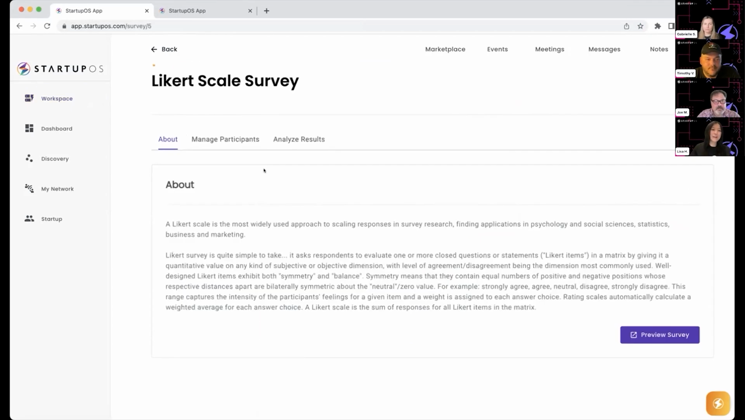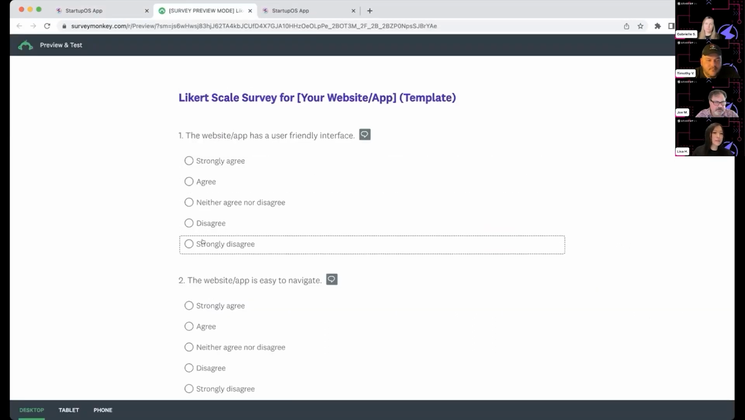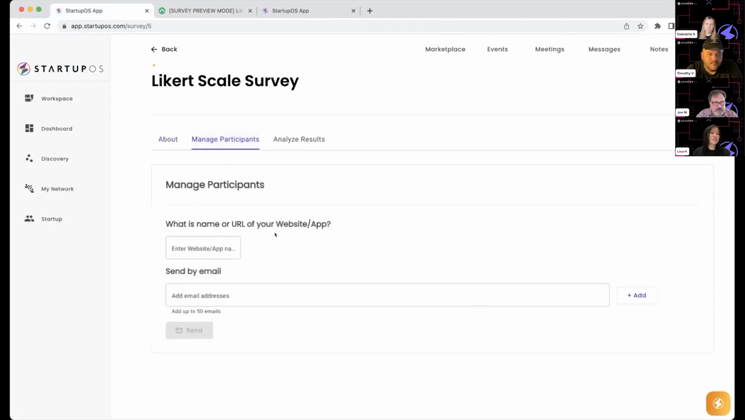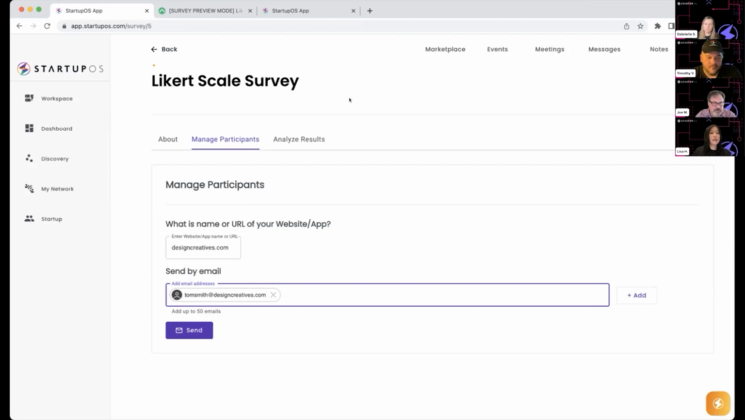When you get into this plugin, you have this about section that really does describe to you what Likert is about. Always know that Likert goes on the scale from lowest to highest or highest to lowest. If you want to manage participants for your Likert Scale Survey, we offer that service for you here, and we do the analysis for you right here.